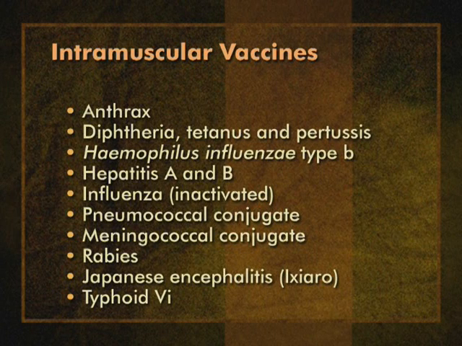This is a list of vaccines that should be administered by the intramuscular route. Vaccines given IM include anthrax, any product containing diphtheria, tetanus, and pertussis, Haemophilus influenzae type B, hepatitis A, hepatitis B, inactivated influenza, pneumococcal and meningococcal conjugate, rabies, Ixiaro brand of Japanese encephalitis, and typhoid Vi vaccines.